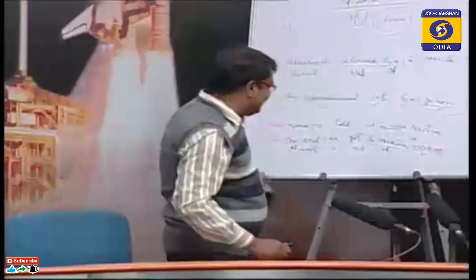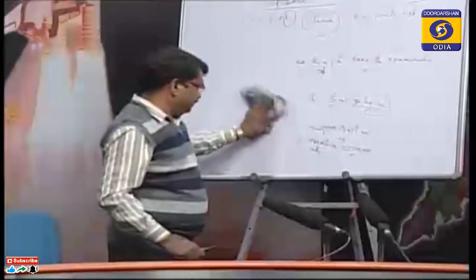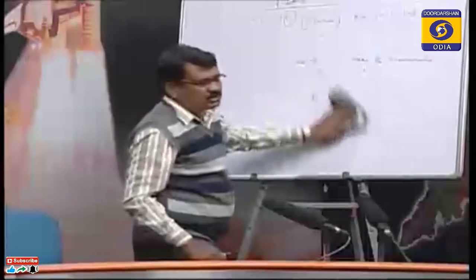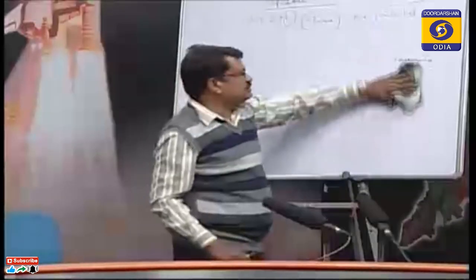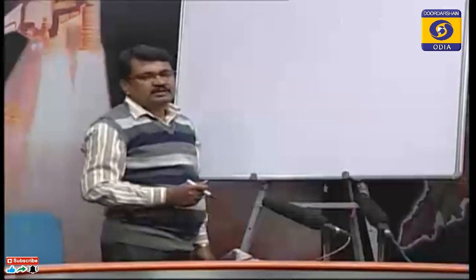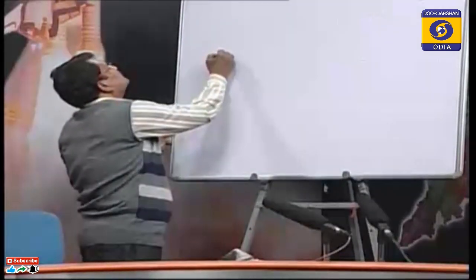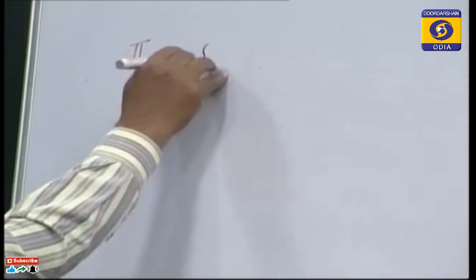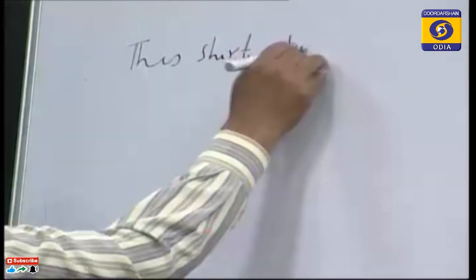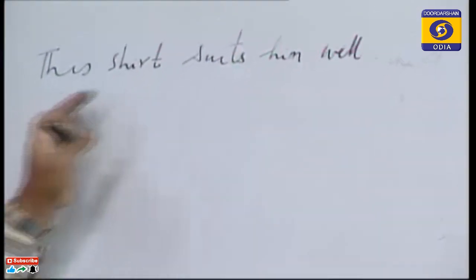So I have told you the trickiest part. That means there is a relationship between object and complement, which is not in your scope. I think this is not the scope of a school student. It is beyond your scope, but I want to highlight it. This is difficult actually. Still, I want to say it. Suppose a student asks, this shirt suits him well. This shirt suits him well.